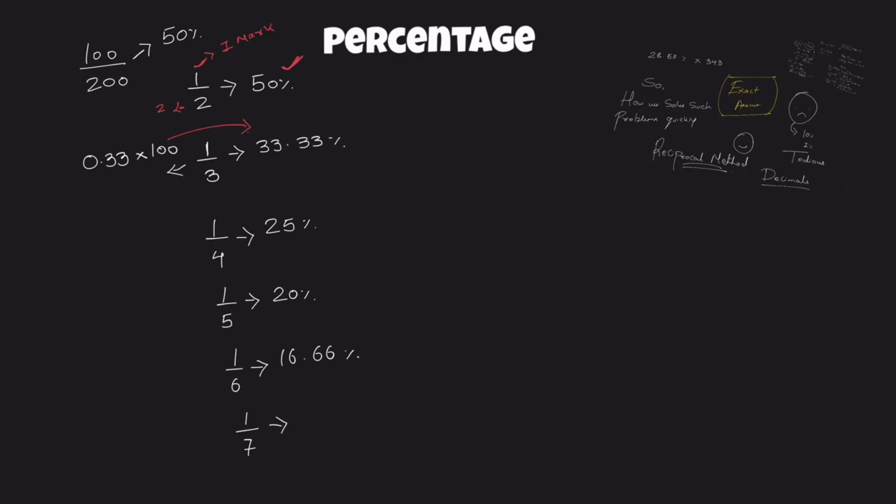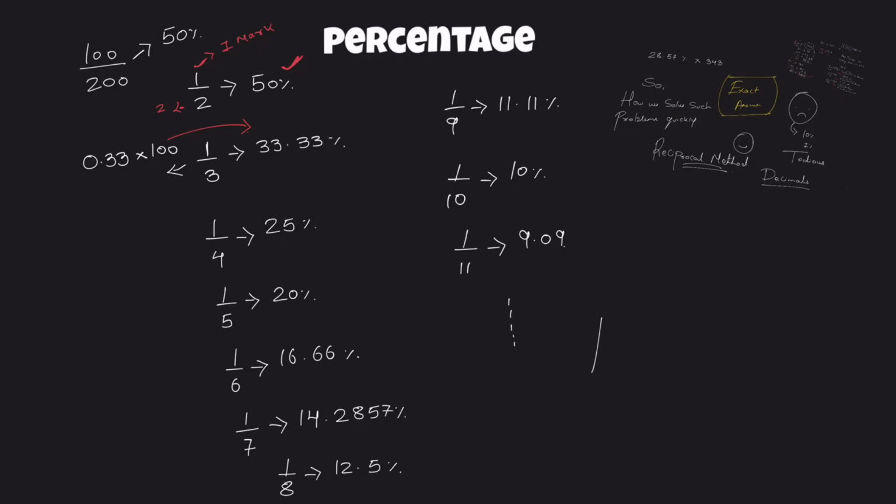Then comes 1 by 7, which is 14.2857%. 1 by 8 is 12.5%. 1 by 9 is 11.11%, 1 by 10 is obviously 10%, and 1 by 11 is 9.09%, and going on like this.